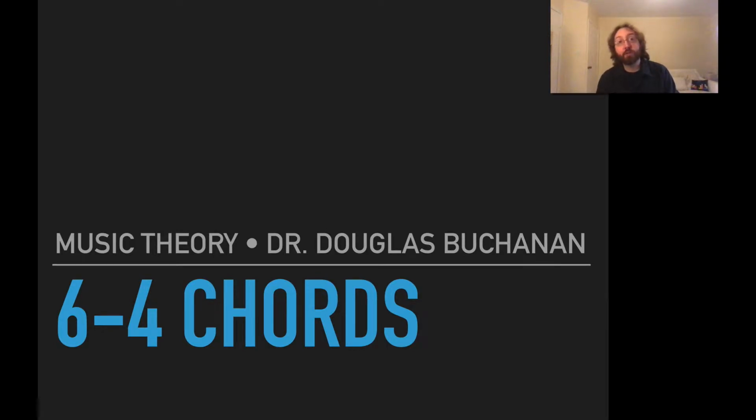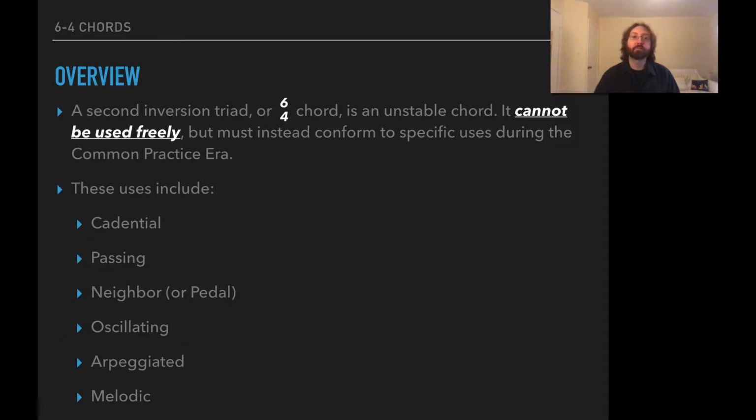In this presentation, we're going to be talking about 6/4 chords, the most unstable of the triads that we've encountered so far in the common practice era. A second inversion triad, or 6/4 chord, is an unstable chord, meaning that it can't be used freely.